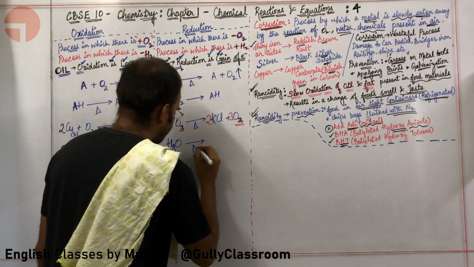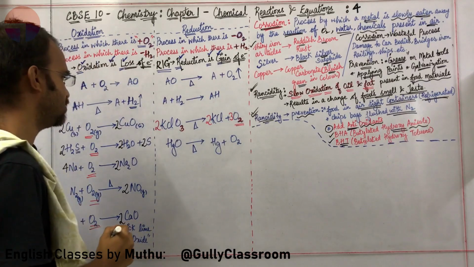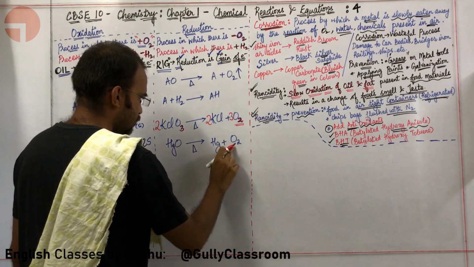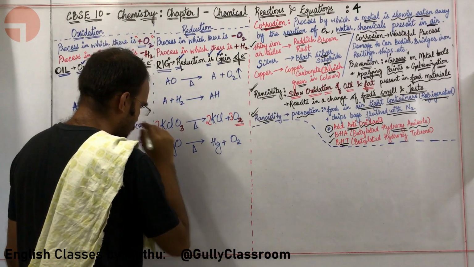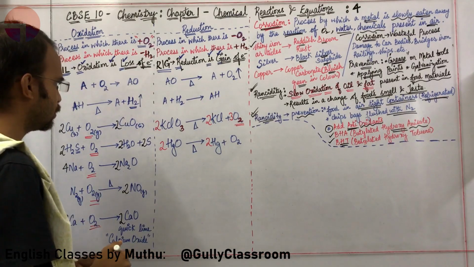Here also I am going to heat this up. I will write Hg plus O2. Let us balance this particular thing, sir. Yeah, sure. So here there is 2 oxygen. I am going to put a 2 here. Here in order to balance mercury Hg, I am going to put a 2 here.